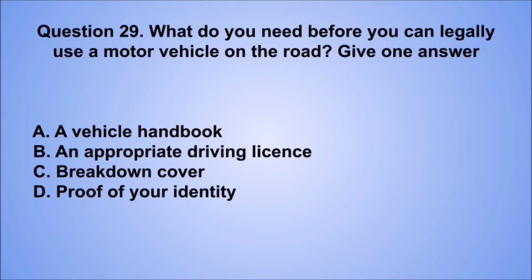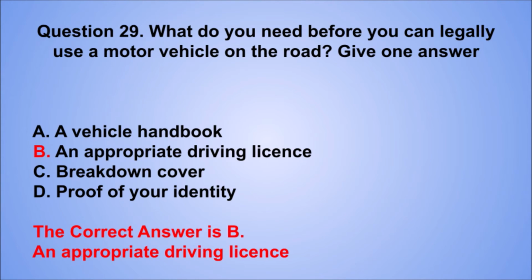Question 29. What do you need before you can legally use a motor vehicle on the road? Give one answer. A. A vehicle handbook. B. An appropriate driving license. C. Breakdown cover. D. Proof of your identity. The correct answer is B.